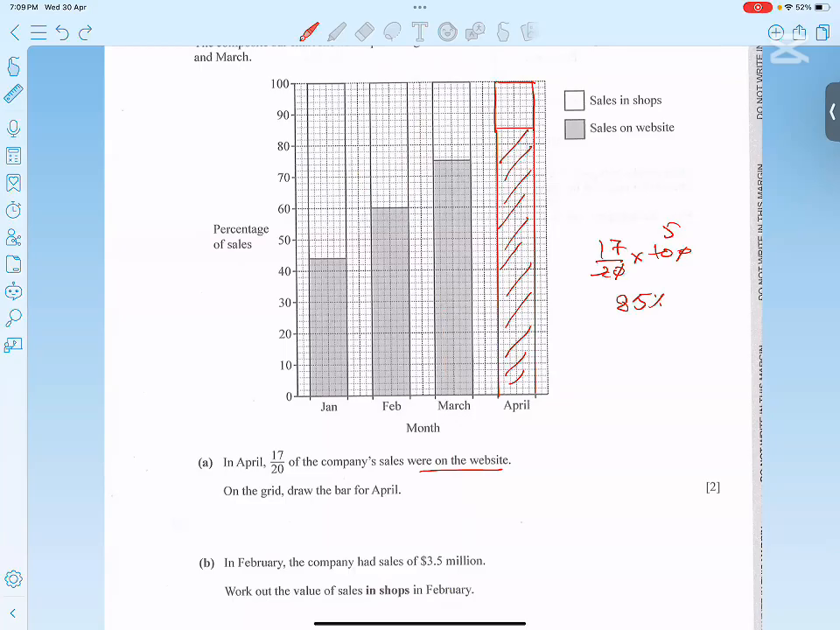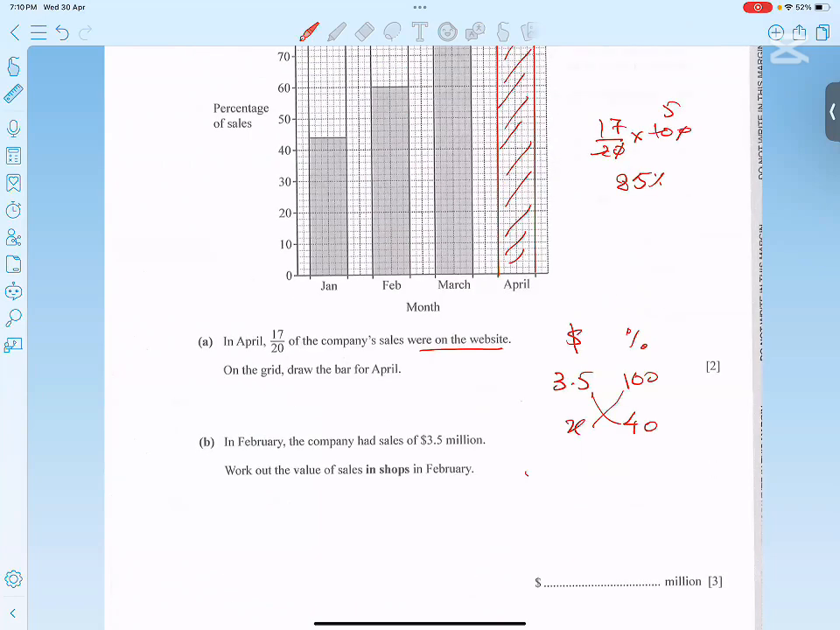So what is the technique to do this kind of thing? Right here dollars and right here percentages. So $3.5 million is the full total in the month of February. And I'm looking for the shop, with the white color. So the white color percentage, how much? From 100 subtract 60. So this is 40%. So 40% is equal to what? Cross multiply. I hope you got the idea. X times 100 is equal to 40 times 3.5.